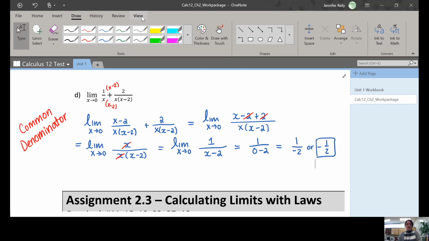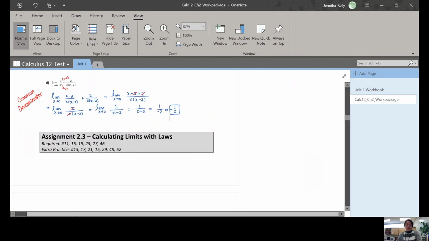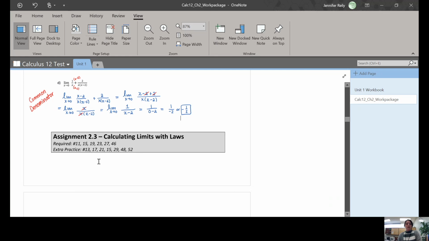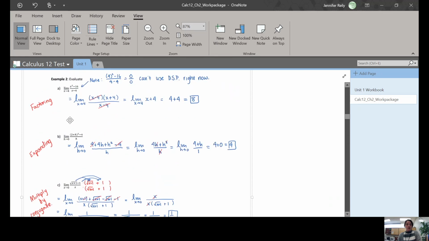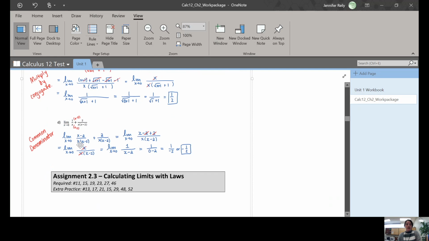Okay, so those are the 4 strategies that you want to use today when you're doing your assignment. If one strategy is particularly hard, you might want extra practice with it. So again, they were factoring, expanding, multiplying by the conjugate, which might be new for some of you, and then finding a common denominator and combining fractions.